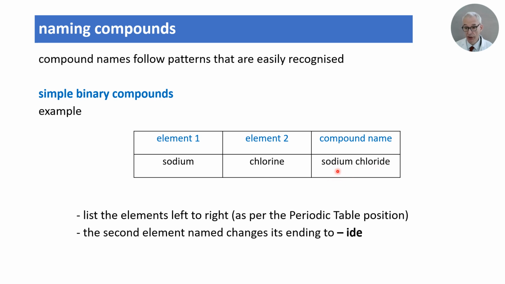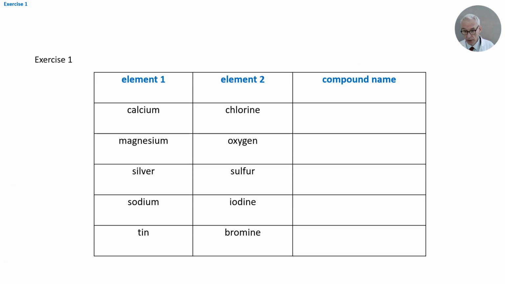Sodium is to the left of chlorine in the periodic table. Chlorine is to the right. So we have sodium followed by chlorine, but we change the ending to "ide" to indicate that it is a compound. So this pattern is very easily followed. So pause the lesson and complete the compound name for 1, 2, 3, 4, 5 examples here. So element 1, calcium, element 2, chlorine. What's the compound name? Complete for all 5. Come back when you are ready.